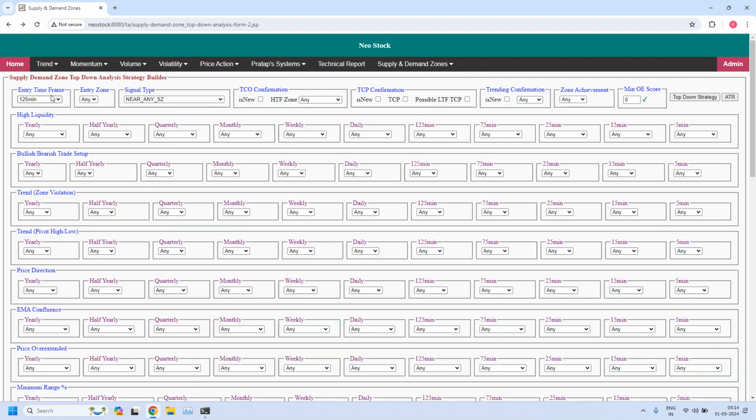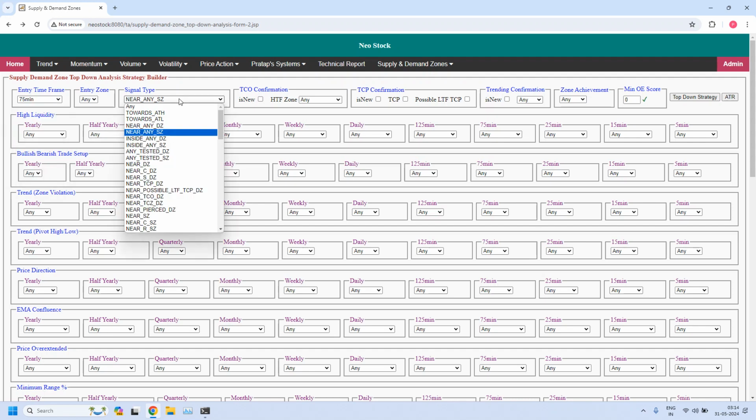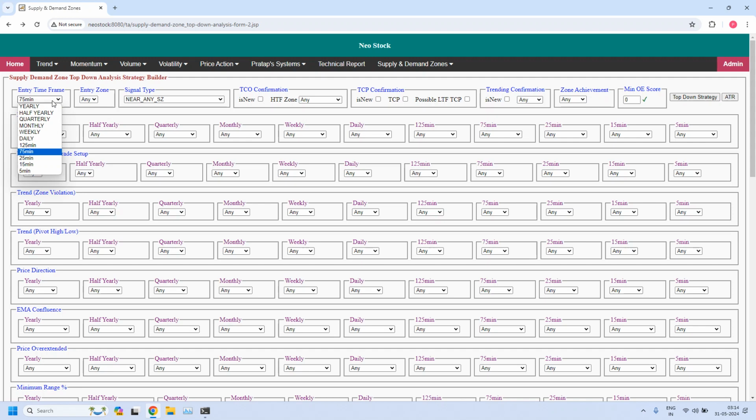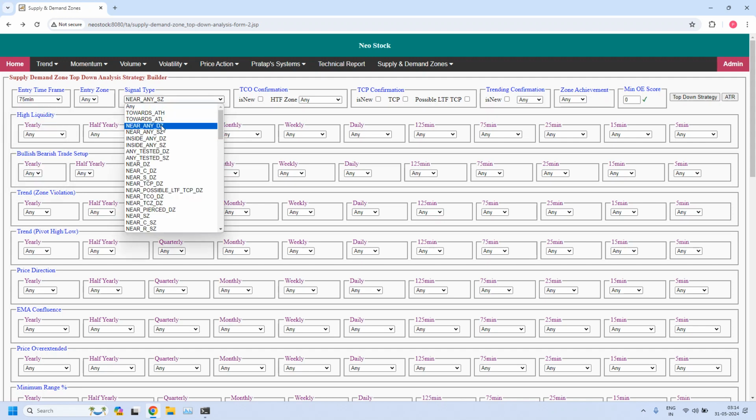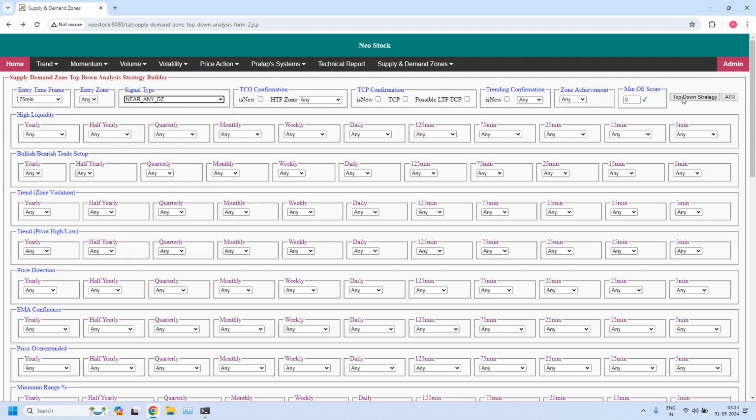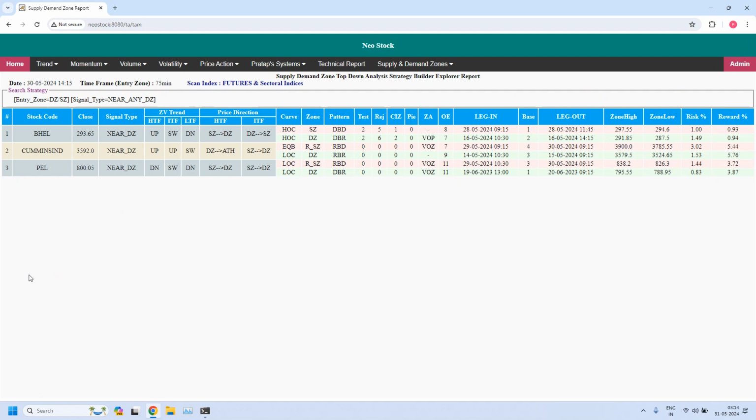So let me go back, changing the time frame to 75 minutes, and entry time frame is 75 minutes. Let us find the stocks near the 75 minutes demand zone. 3 stocks are filtered, and there are no high liquidity daily demand zones from this list. There are no high liquidity 75 minutes demand zones from this list.